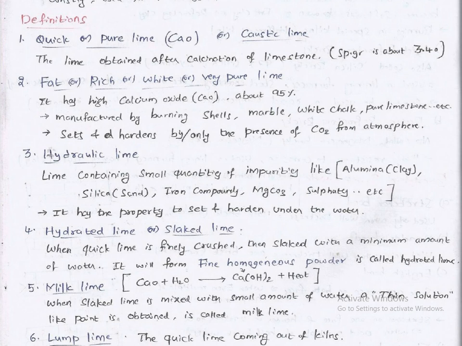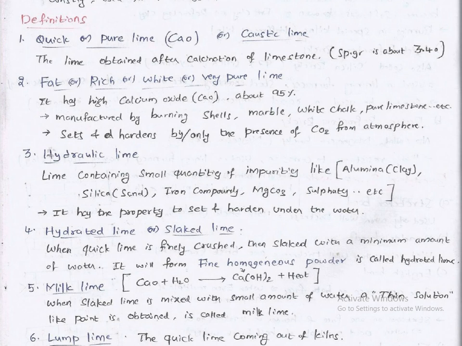Hydraulic lime is lime containing small quantities of impurities like alumina, clay, silica, sand, iron compound, magnesium carbonate, sulfates, etc. It has the property to set and harden under water. Hydrated lime or slaked lime: when quick lime is finely crushed, then slaked with a minimum amount of water, it will form a fine homogeneous powder called hydrated lime.